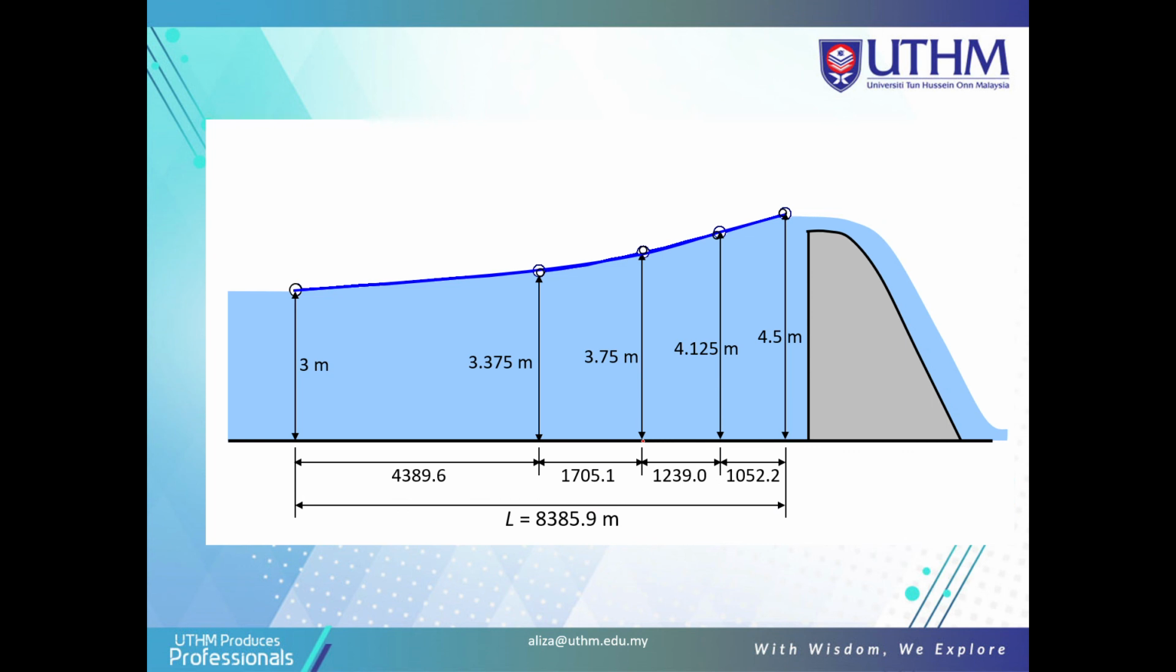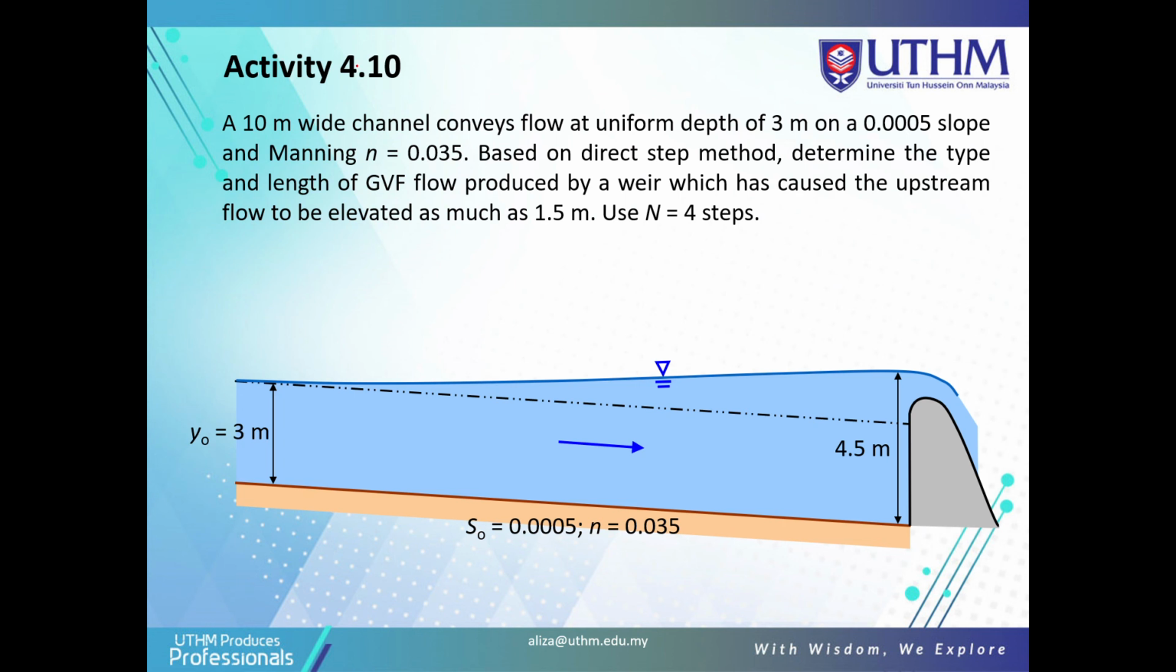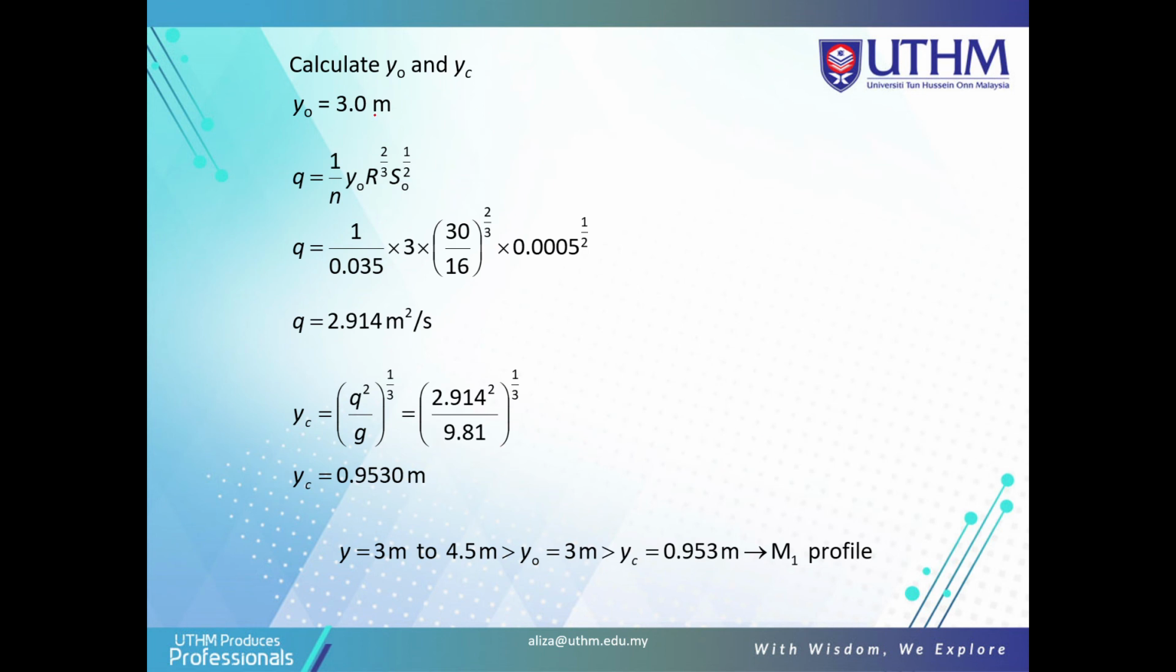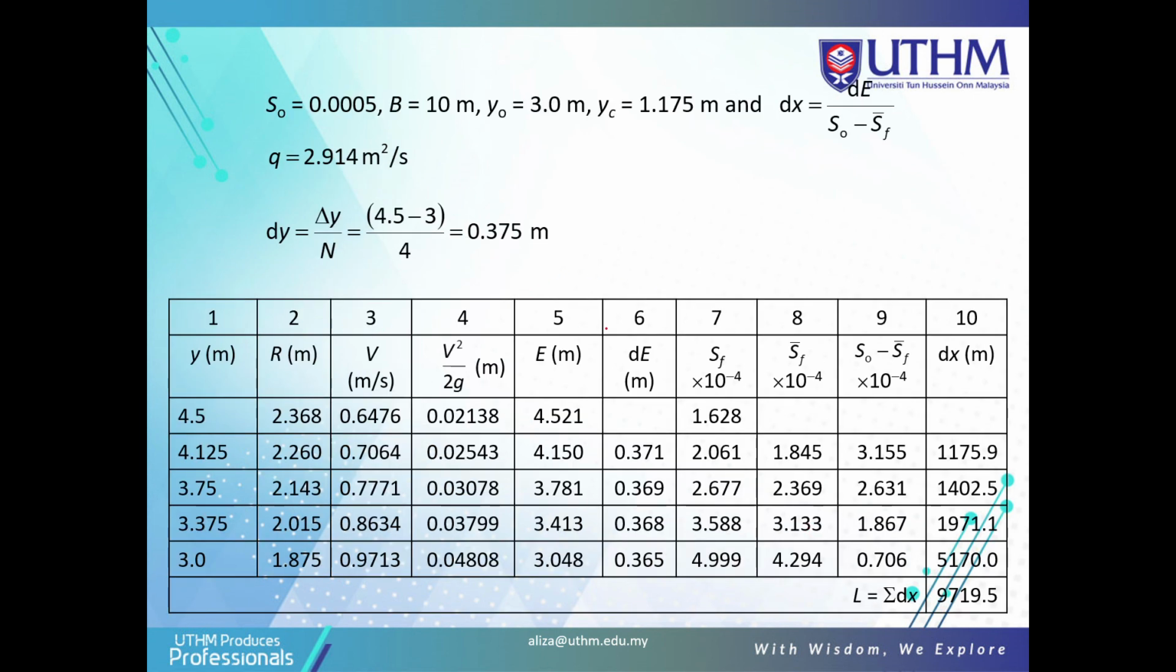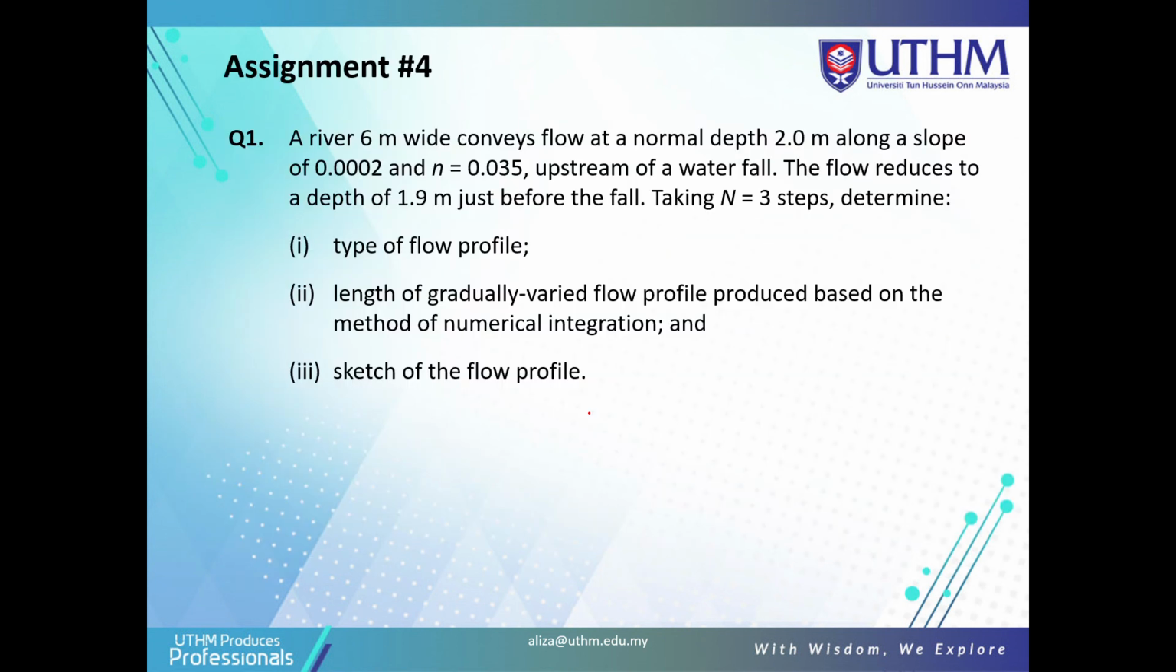So this is the step for method 3. Activity 4.10 is also the same as method 3, the direct step method. You must first find the Y naught and YC, find the M1 profile, and then use the 10 columns for the direct step. You must find the Y, V, V squared over 2G, E, DE until you get the dx. Try to do this example. If you can do this example, you can do your final, and you sketch the profile. This is the assignment or tutorial, just to do this one.